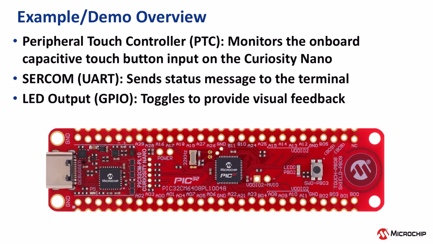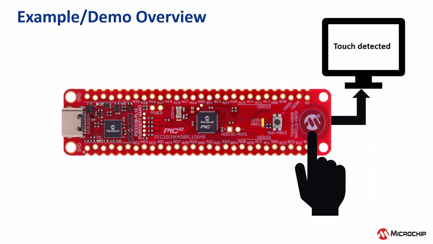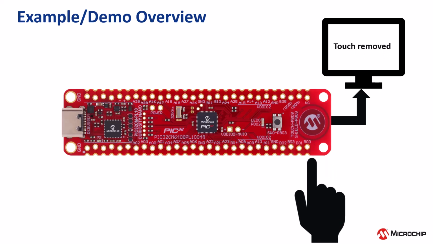For this example, we'll use the PIC32CM PL10 Curiosity Nano to configure the Peripheral Touch Controller to detect a press on the onboard capacitive touch button. When pressed, a message is sent over UART and the onboard LED turns on. When released, a corresponding message is sent and the onboard LED turns off.